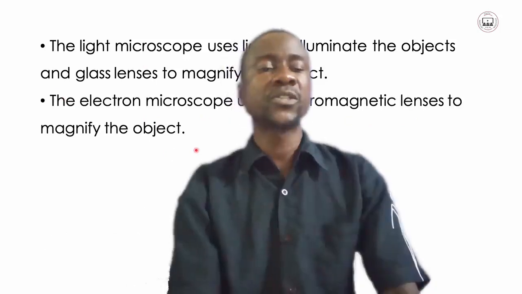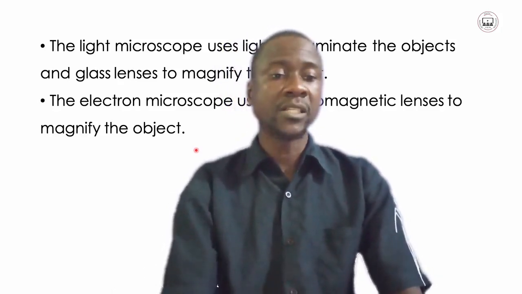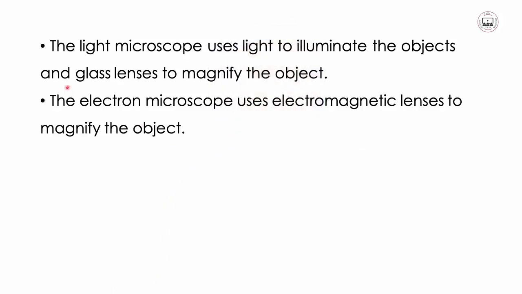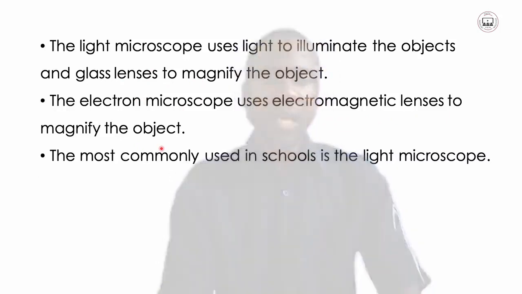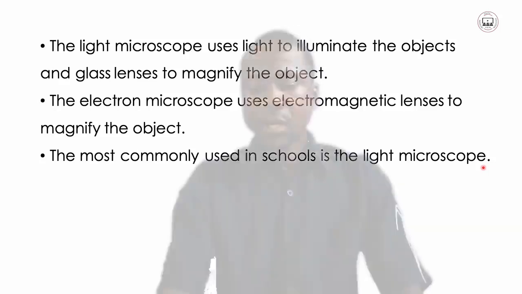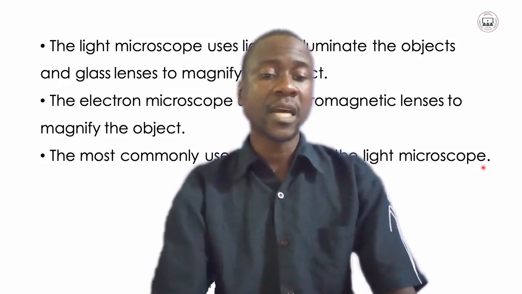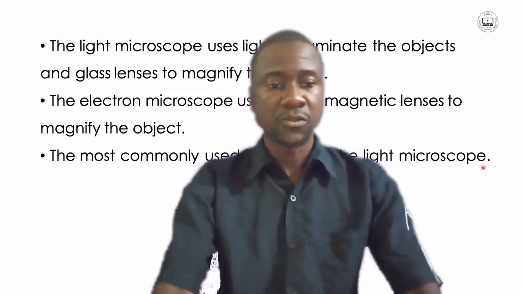Of course, these two points make the differences between these two microscopes. You may distinguish the two by understanding that the light microscope uses light to illuminate the object and glass lens to magnify the object, while the electron microscope uses electromagnet lens to magnify the object. The most commonly used in schools is the light microscope. This is commonly used because it is found locally and it is a bit cheaper than the electron microscope.